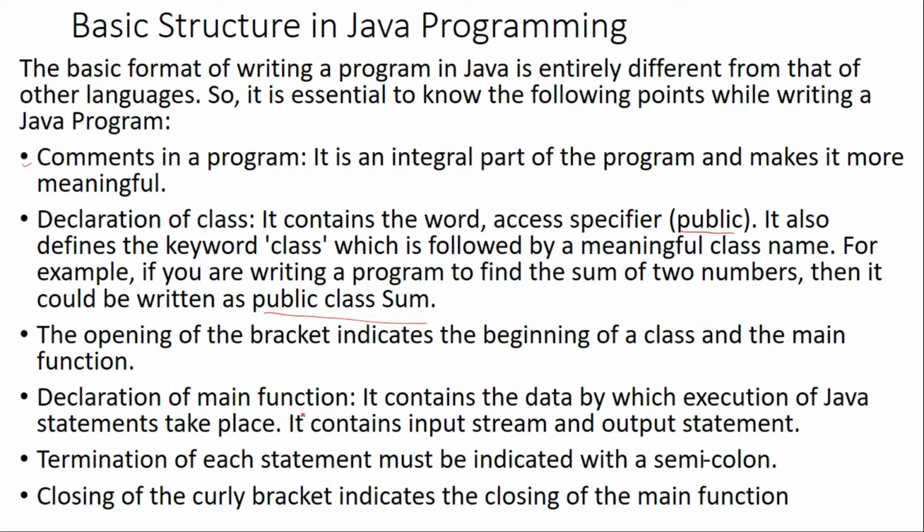Declaration of main function. It contains the data by which execution of the Java statement takes place. It contains input stream and output statement. Termination of each statement must be indicated with a semicolon. Closing of curly brackets indicates the closing of main function. That means this one is the opening and this one is the closing.